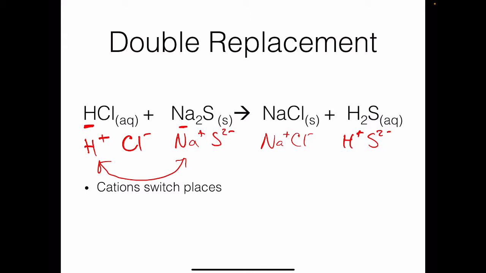And it's good to separate these so we can see what carries the charge with it. So we don't want to carry the 2 with the sodium because the 2 is not attached to the sodium. The 2 is actually attached to the sulfur. So breaking this apart as ions helps you see how those elements carry their charges with them to the other side of the equation.